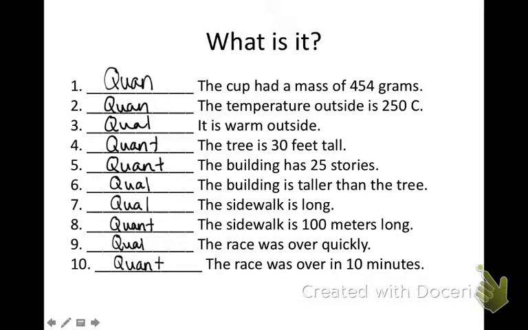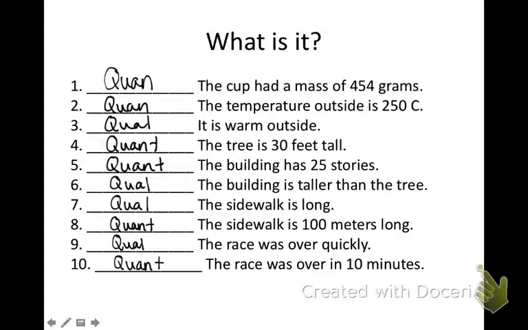Okay, number 1 was quantitative because it talked about 454 grams. Number 2 is quantitative because it talked about 250 Celsius. Number 3 was qualitative because there aren't any numbers. 4 is quantitative because it's talking about the tree being 30 feet tall. 5 is quantitative because it's talking about 25 stories in the building.